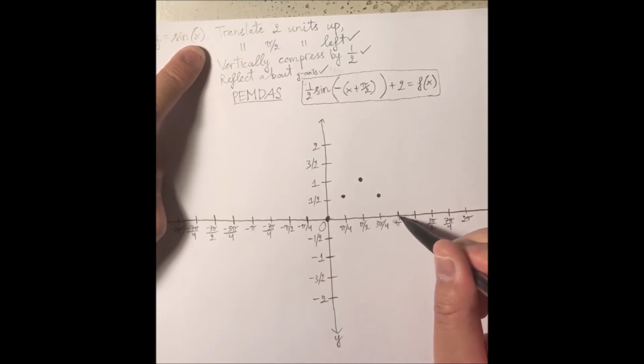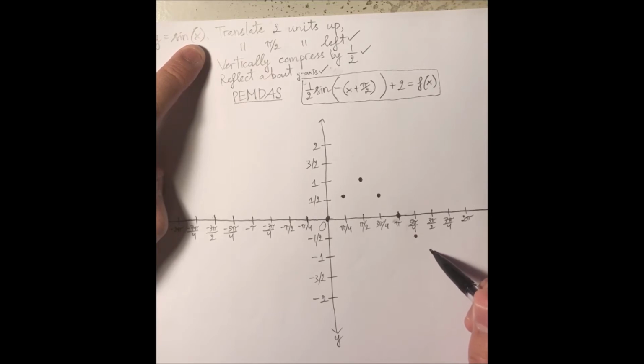When x is pi, sine of pi is 0. When x is 5 pi over 4, sine of 5 pi over 4 is negative square root of 2 over 2. So maybe right here. When x is 3 pi over 2, sine of 3 pi over 2 is negative 1. So right there. Yep, let's make a big one. When x is 7 pi over 4, sine of 7 pi over 4 is negative square root of 2 over 2. When x is 2 pi, sine of 2 pi is 0.